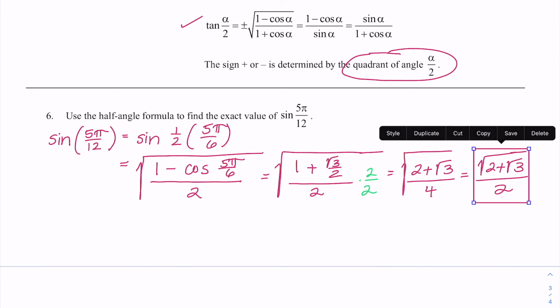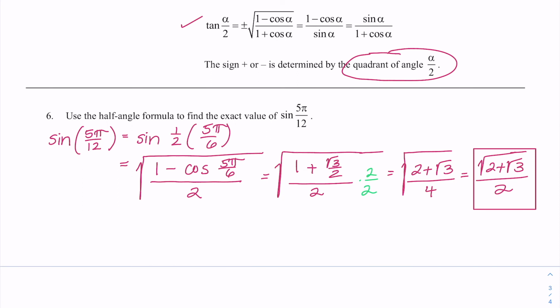And the half angle, this positive or negative, is determined by the quadrant of alpha divided by 2. And so half of this angle, or 5 pi over 12, would place us in the first quadrant. Okay, since this is in quadrant 1, 5 pi over 12.